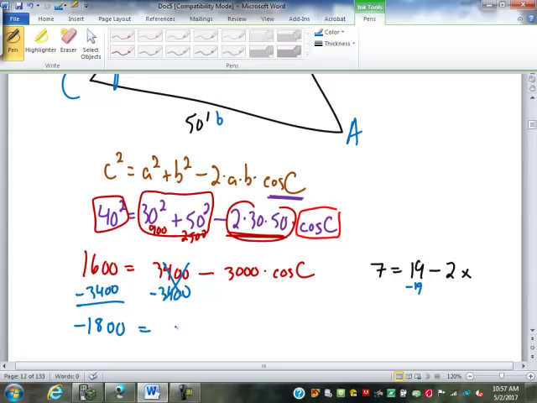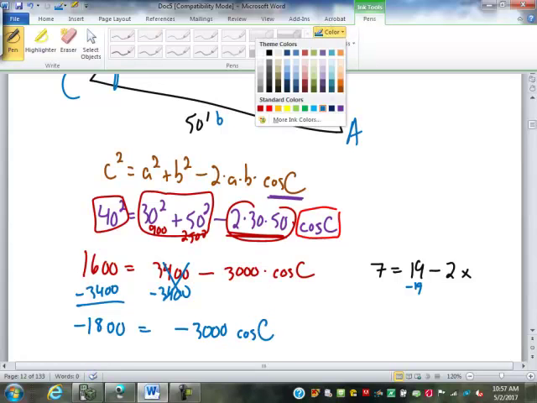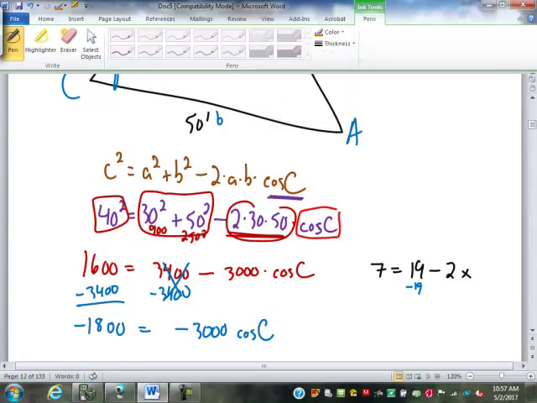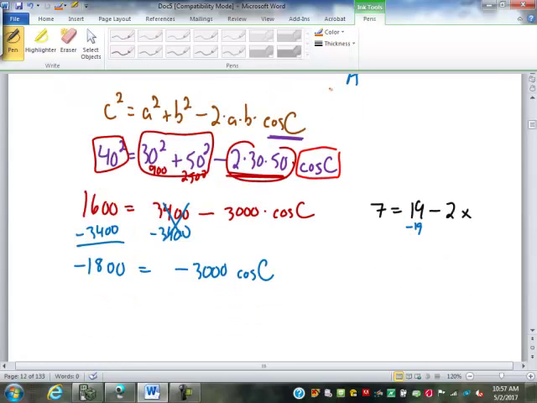That's gone. Over here I have negative 3000 cosine C. Any questions so far? I know I'm kind of fast. I'll pause. We're good? Now to find cosine C, we have to divide by the negative 3000. So I've got 0.6 equals cosine of C.